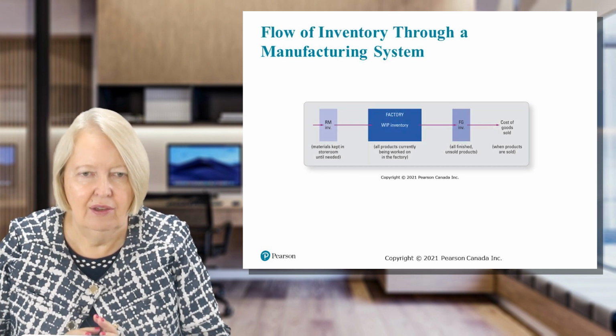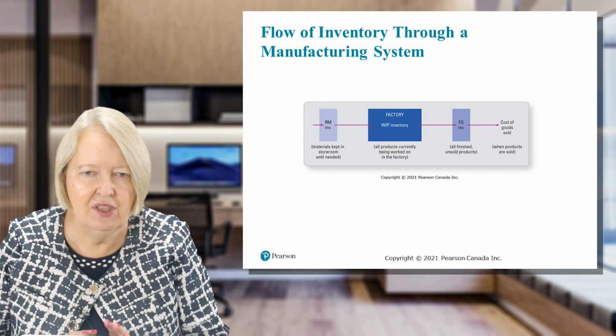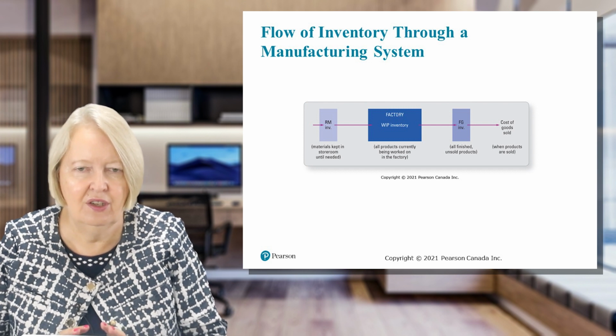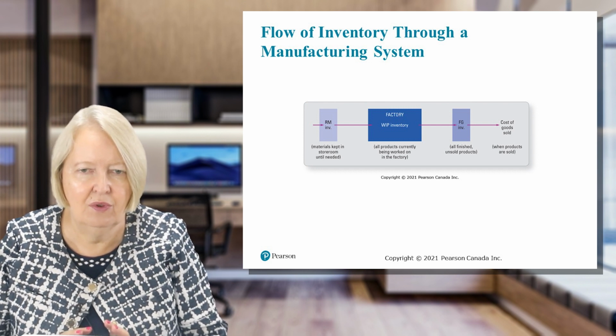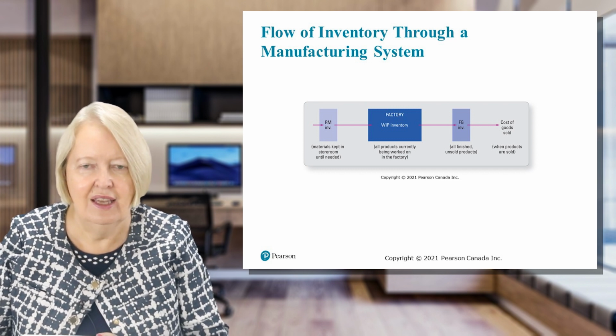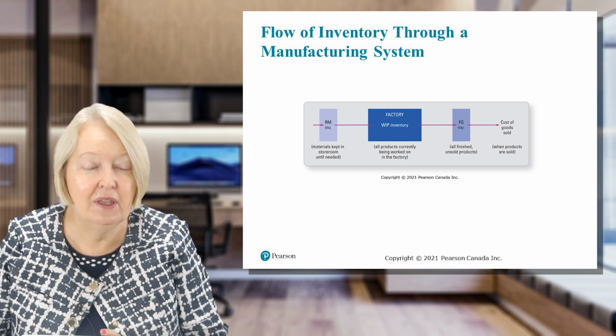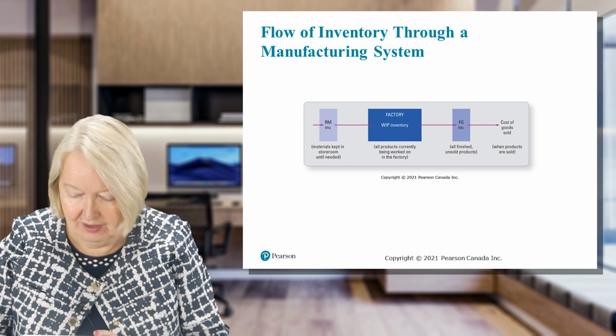So remember how the inventory flows through the system. You have your raw materials, and then you move your materials into production, so it's work in process. Then you have your finished goods, your unsold products, and then as they're sold, the costs wind up in your cost of goods sold on your income statement.